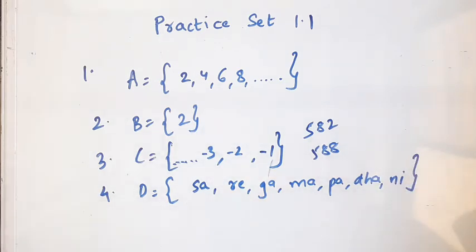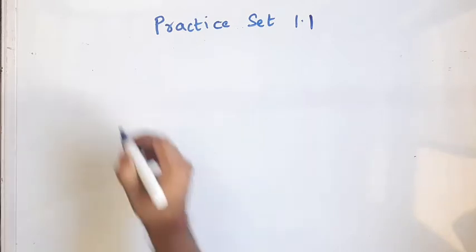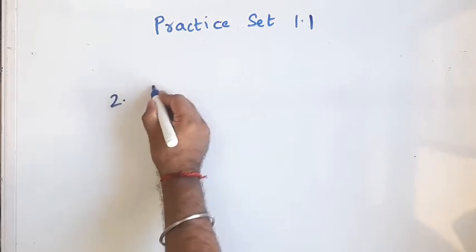So we have done the first one. Let us move on to the second one. This is the way to write in roster form. This is also called the listing method. Now the other way is called the rule method. Then we'll move to the second one. We have to write them in words.